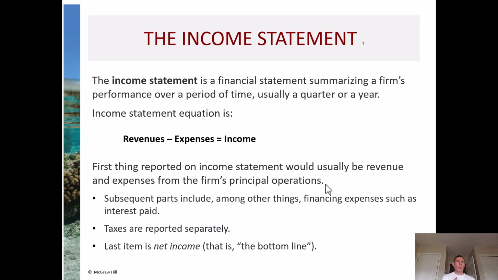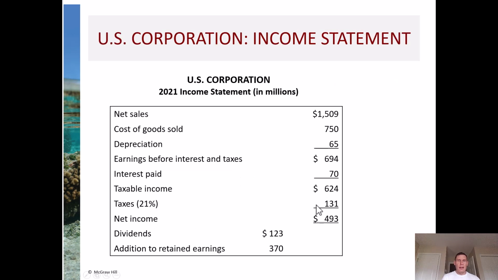When we say principal operations, what are they in business to do? Subsequent parts include, among other things, financing expenses such as interest paid. Taxes are going to be reported separately. And the last item is net income, that is, the bottom line. You've probably heard that expression, like what does this do to our bottom line? You hear it in movies, etc. It's actually called the bottom line because it's literally the bottom line of the income statement.